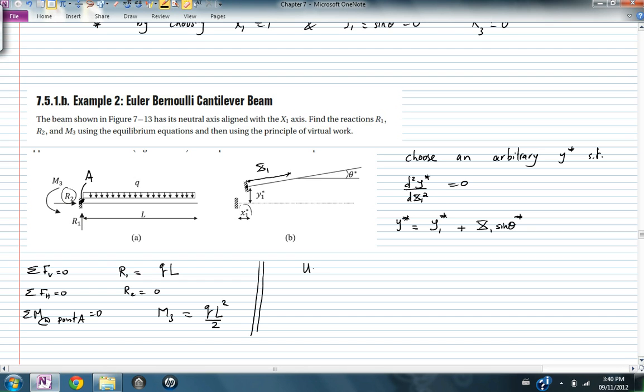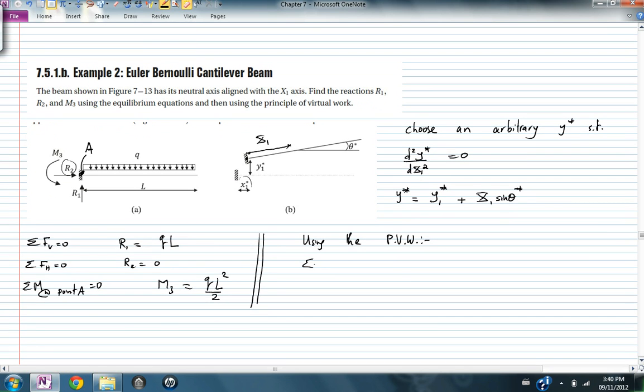So using the principle of virtual work, the external virtual work is equal to 0, because the internal virtual work is 0, because the second derivative of y star with respect to x1 will be 0. The external virtual work is equal to the following. First, I have a distributed load Q acting downward, so I'm going to put negative Q.